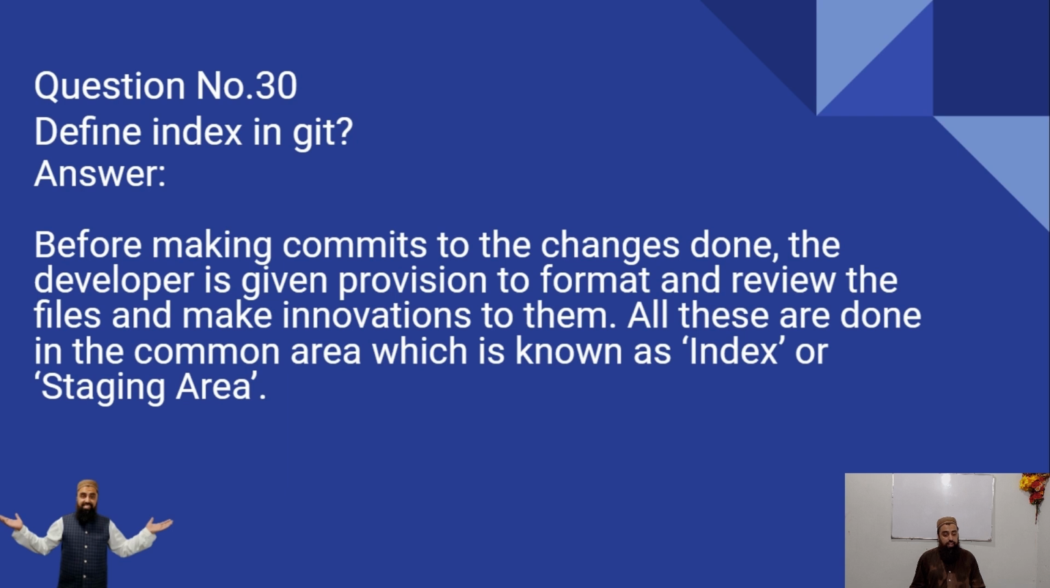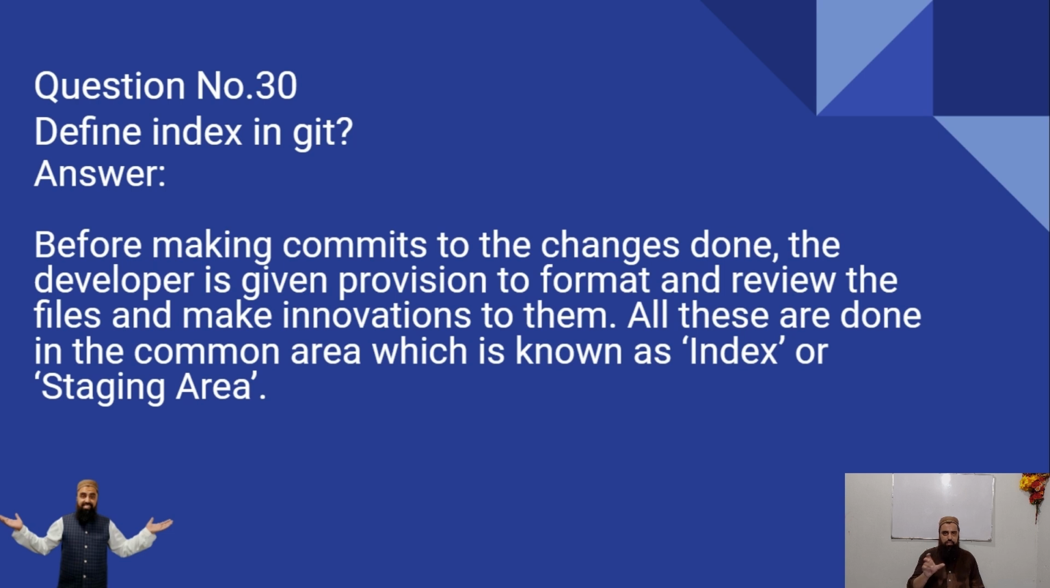Question number 30. Define index in Git. Okay, what is an index in Git? And the answer is, before making commits to the changes done, the developer is given provision to format and review the files and make modifications to them. All these are done in the common area which is known as index or staging area. There are untracked files, and there is the staging area in which the files are in the staging phase, and then those files are committed. All the files in the staging area are known as the index.